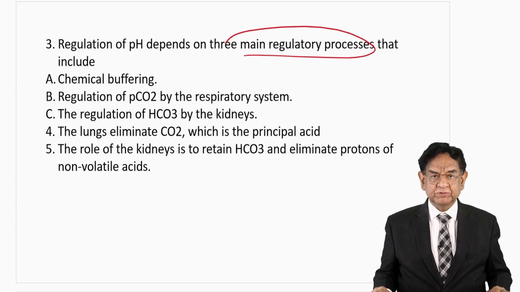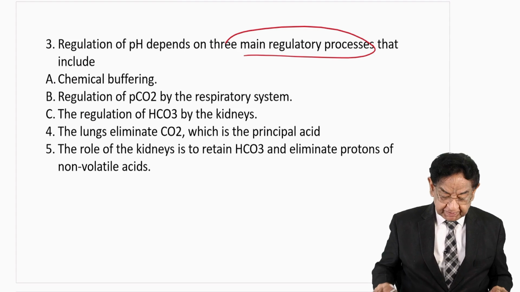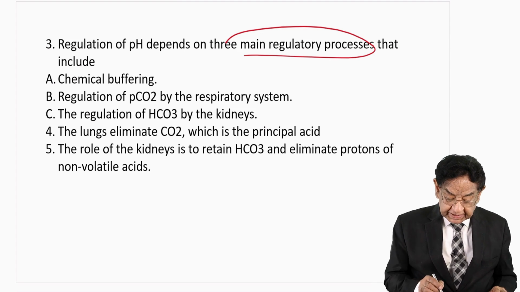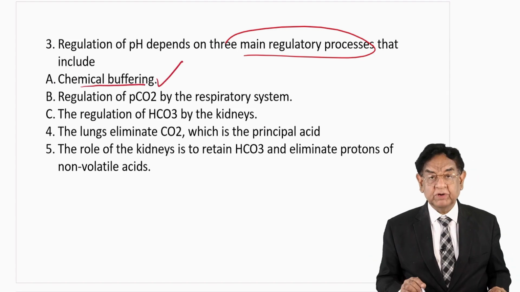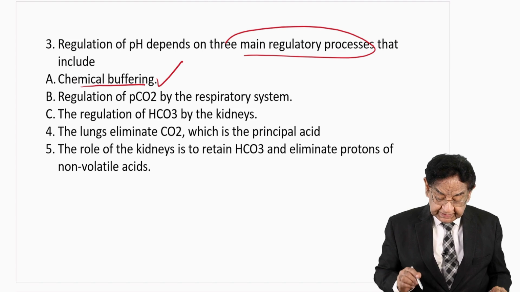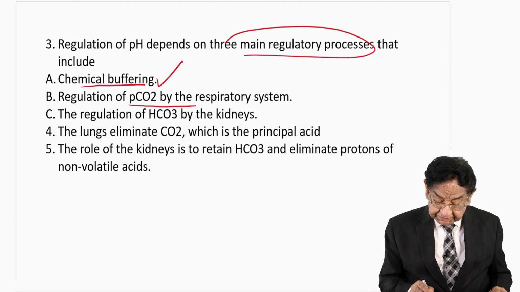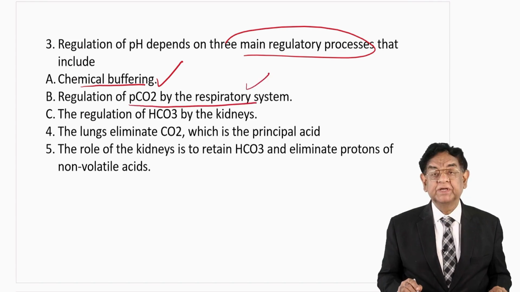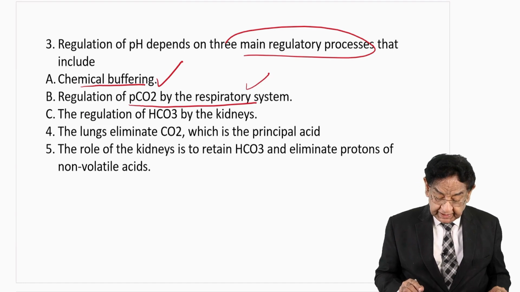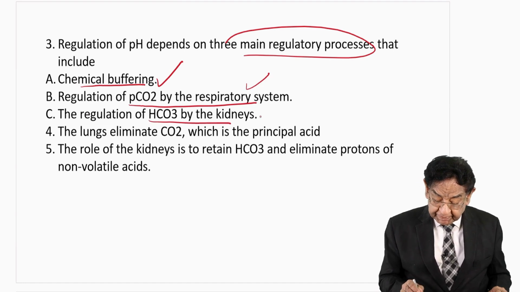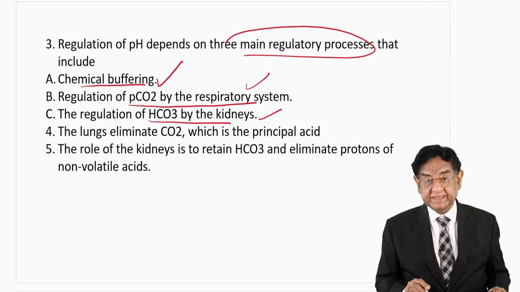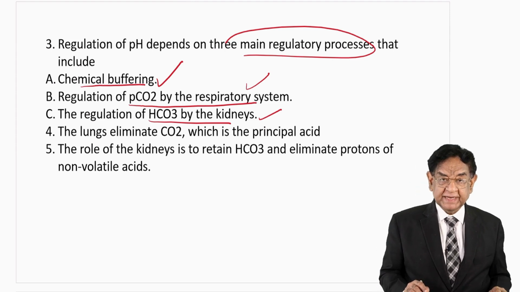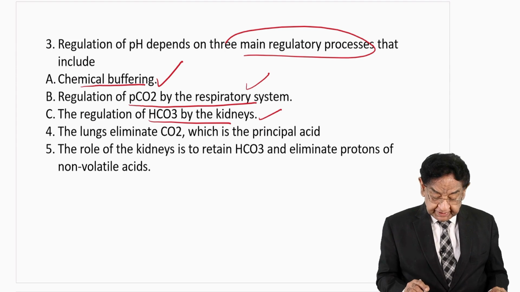Similarly, in the body also, pH is very much regulated by what mechanism? Number one, chemical buffering. What is this? I'm going to talk a little later on. Second is the respiratory system, which controls PCO2, and regulation of bicarbonate by the kidneys. There are three mechanisms. So we'll be talking in detail in due course of time.